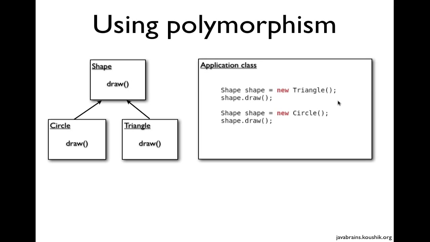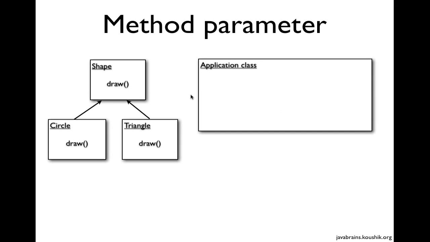So what we'll do next is, instead of having the code hard-coded, I'm going to write a method called myDrawMethod, and this is going to take shape as a parameter. Now this shape could be anything. It could be a circle or it could be a triangle. This method does not know. All that this method does is it just calls the shape.draw.